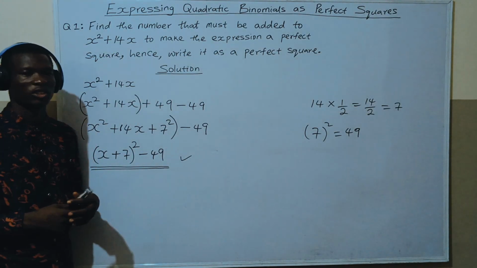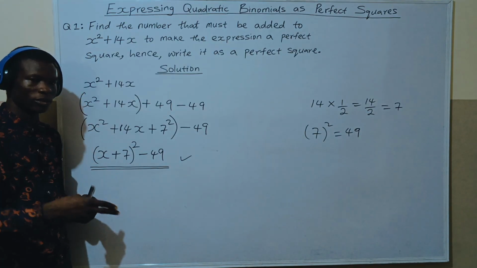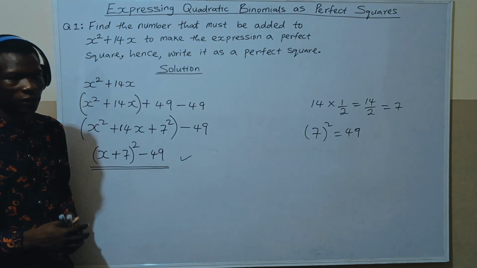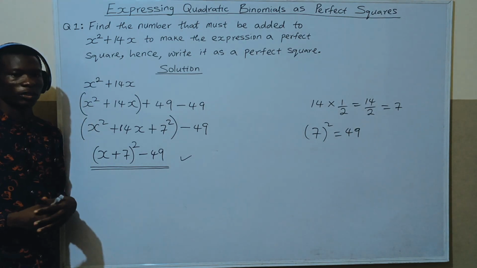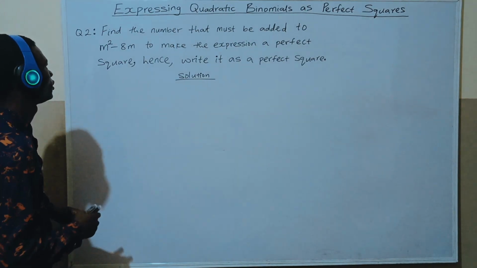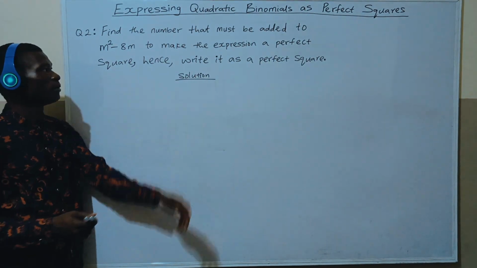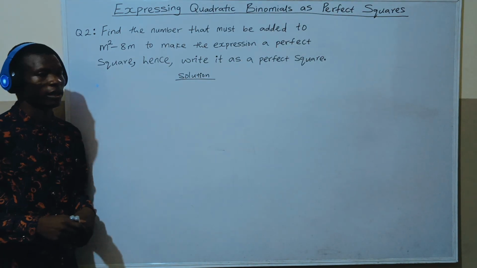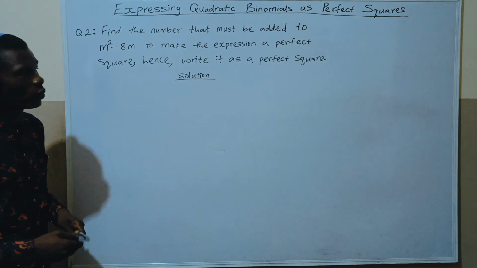So we'll proceed to question number 2. By the time we solve question number 2 and question number 3, we are going to have a better understanding of this concept. Question 2: find the number that must be added to m squared minus 8m to make the expression a perfect square. Hence, write it as a perfect square.